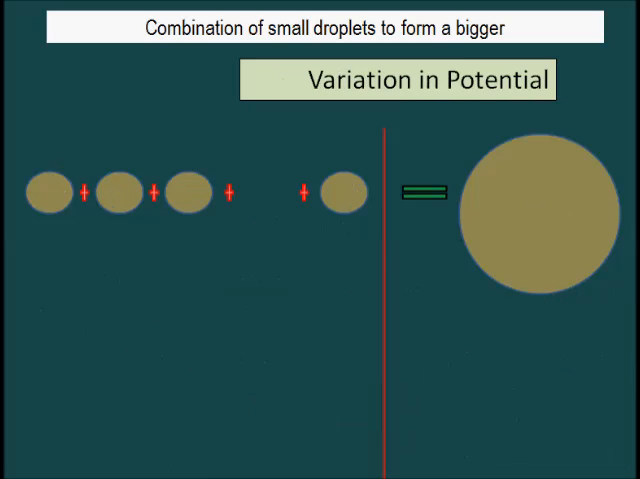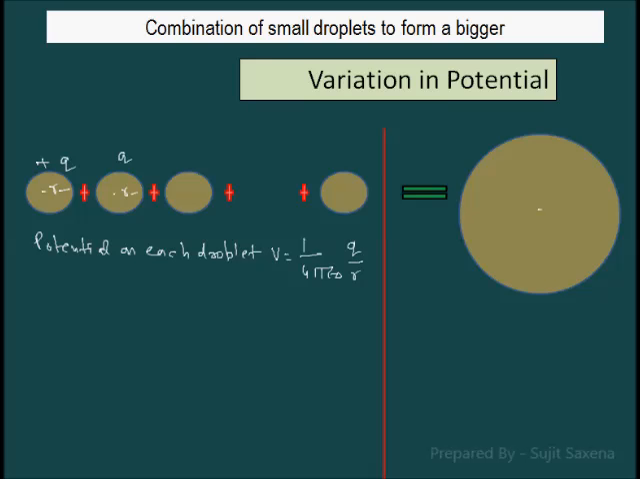Next we will discuss in which way the potential changes, because each drop having radius r and charge q has a potential. The potential on each droplet, let V, as per definition will be 1 upon 4 pi epsilon 0 q by r, because the bigger drop has total charge Q and radius R. The potential of the bigger drop after combination, let V dash, will be 1 upon 4 pi epsilon 0 Q by R.